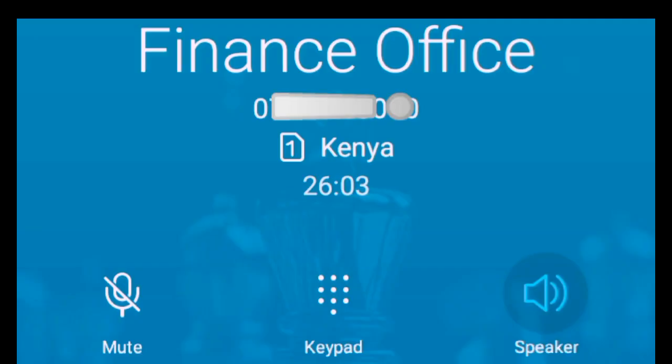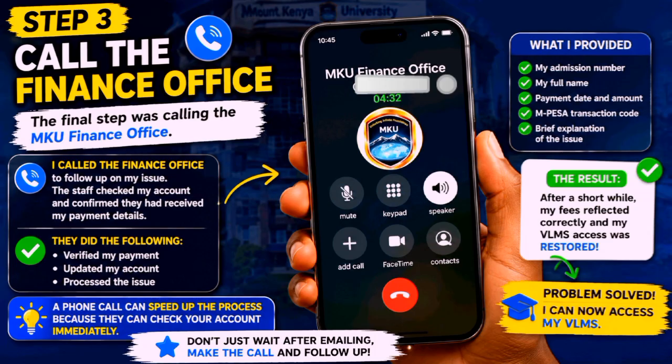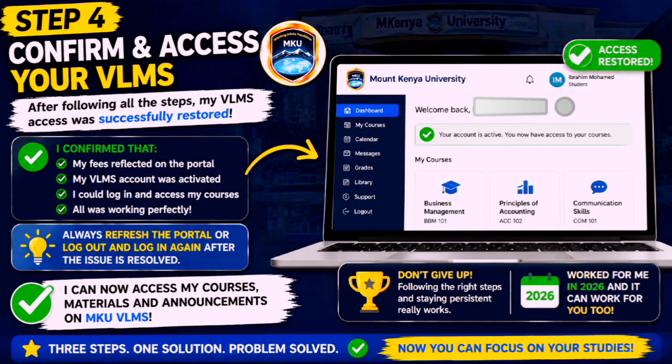Step 3. Call the finance office. After sending the email, I didn't just wait. I called the finance office directly. The staff confirmed they had received my payment details. They checked my account and processed the issue. After a short while, my fees reflected correctly and my VLMS access was restored. Sometimes a phone call helps speed up the process because they can check your account immediately.